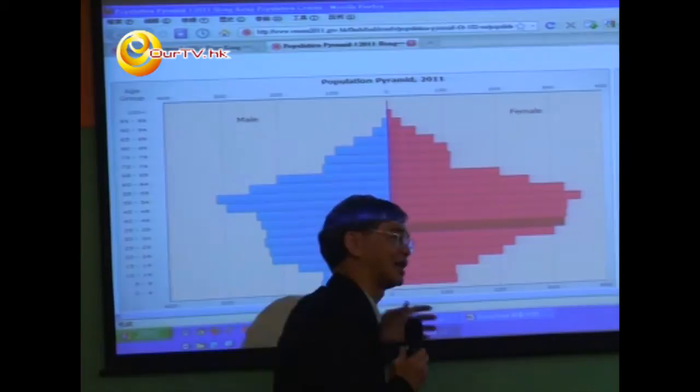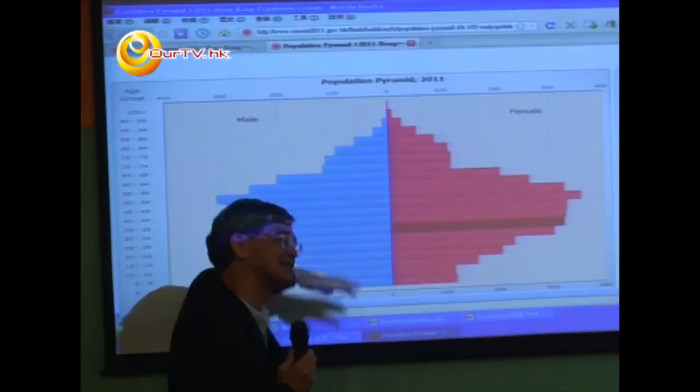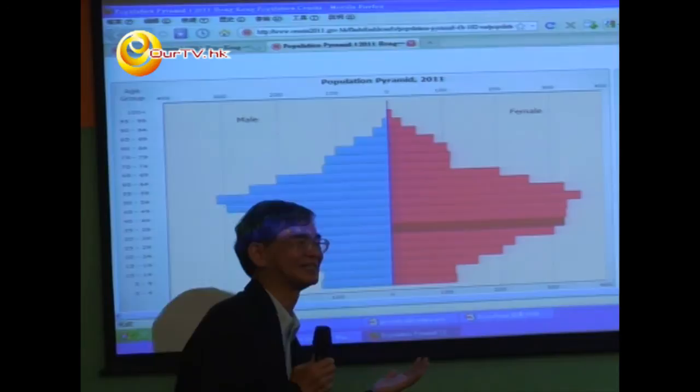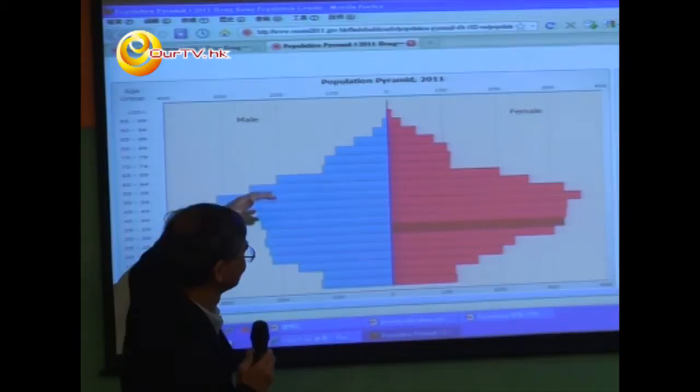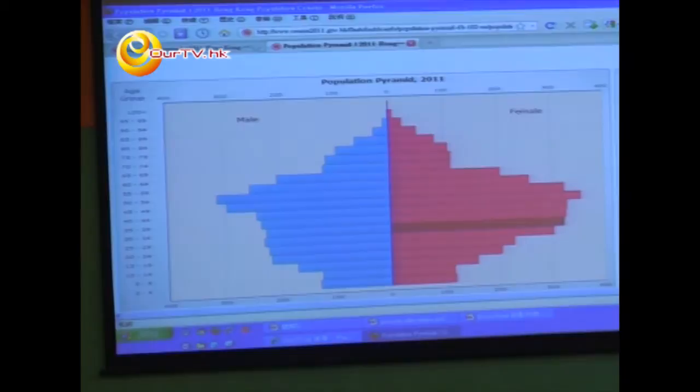But then if you don't allow these people to retire, how can this group of people get promoted? Okay? Either you have a faster economic growth, okay? But nobody expects that to happen in Hong Kong in years to come. We will probably even slow down. So if you just look at the demographics, it is pessimistic, okay?